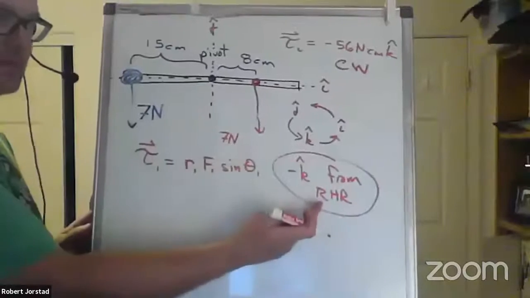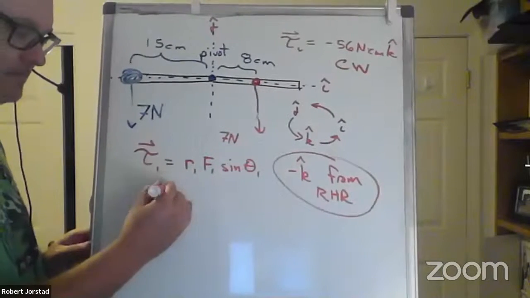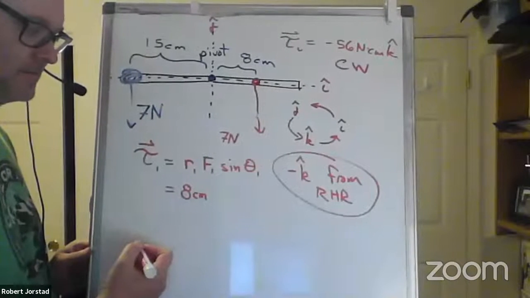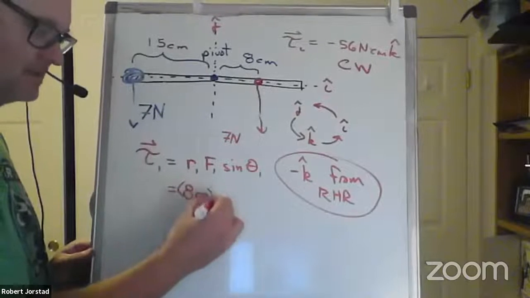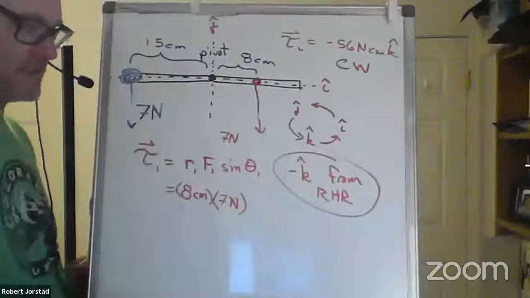Okay, so this is the vector and there's the vector. So now what would I plug in for R1? So 8 centimeters. Do I need the I hat or not? No, because it's a magnitude. We took care of that vector part. What do I do for force 1? It had 7 newtons. And what do I do for sine theta 1?